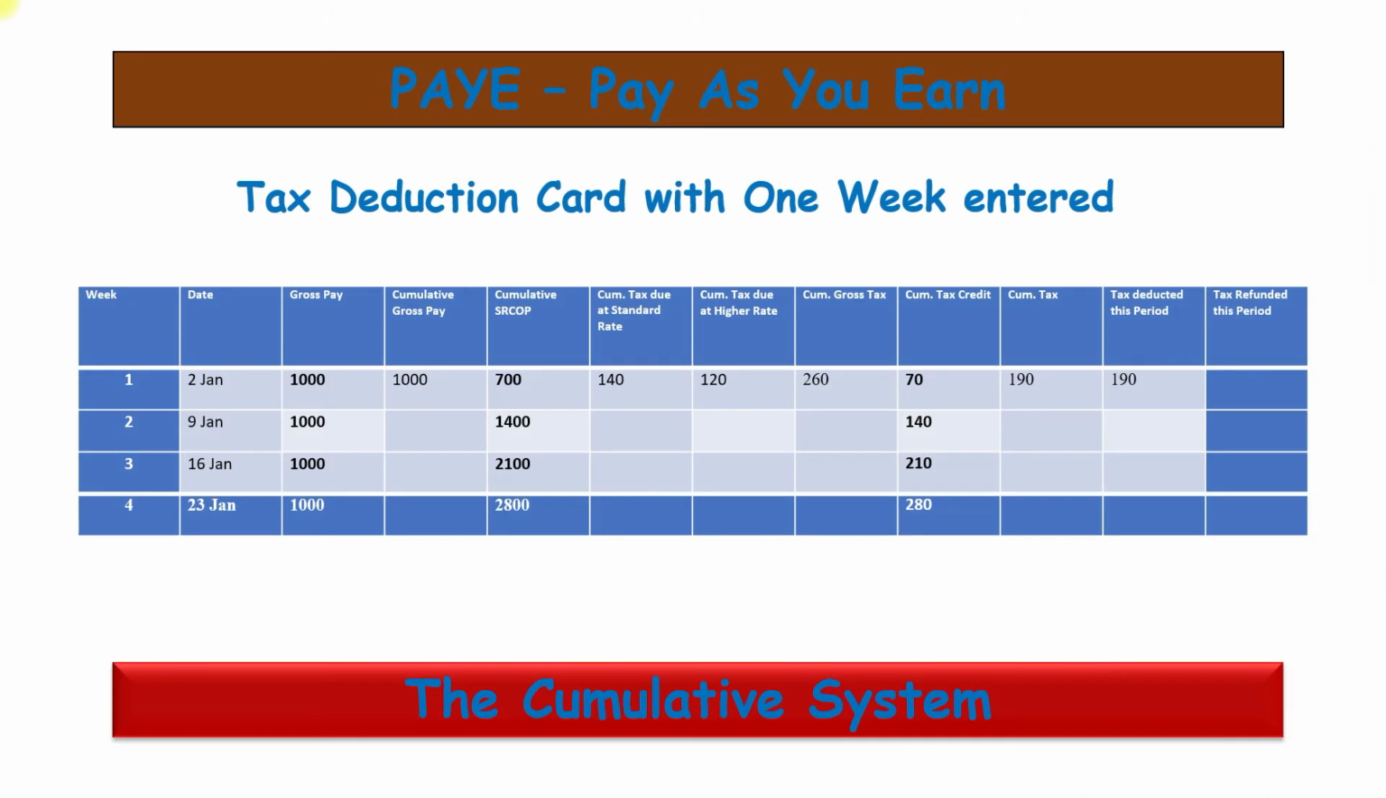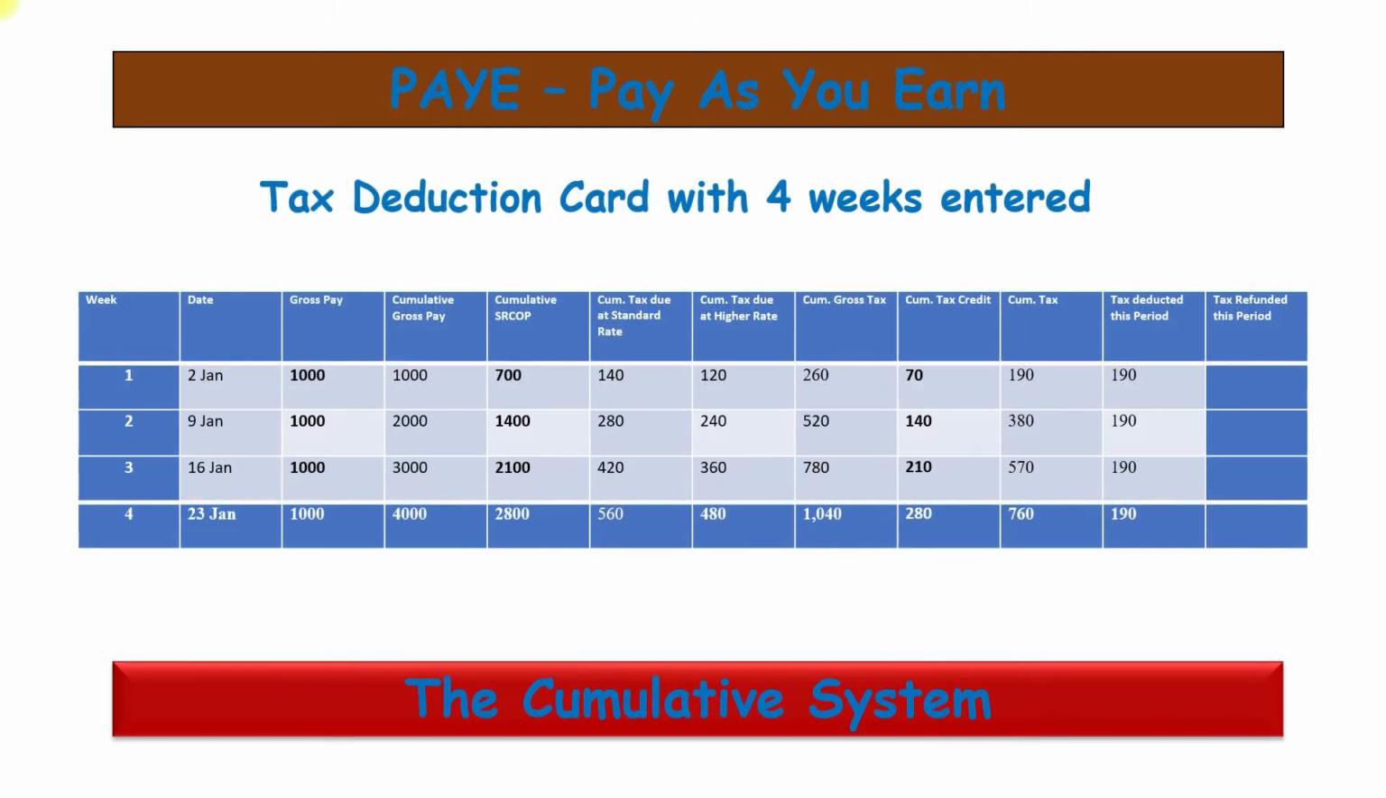The first week's pay is entered almost as if there is no cumulative system, as there are no previous figures to add to the current week. The cumulative gross is the same as the gross. The first 700 is taxed at 20%, which is the standard rate. The next 300 is at 40%, which is the higher rate. When we add both rates together, we get 260, which is the cumulative gross tax. We then subtract the tax credit of 70 and we are left with 190 payable. This is the cumulative tax, and because this is the first week, the tax deducted this period is the same as the cumulative tax.